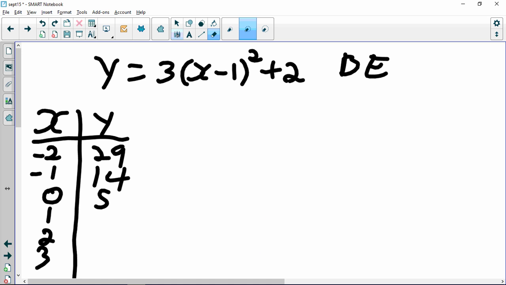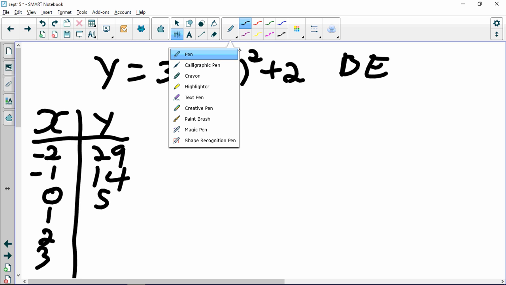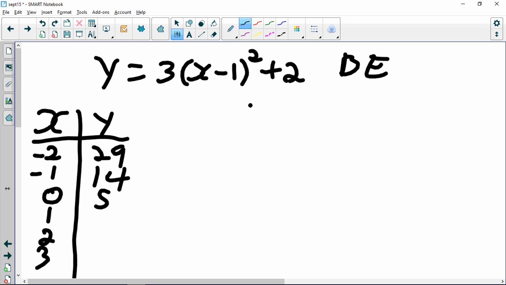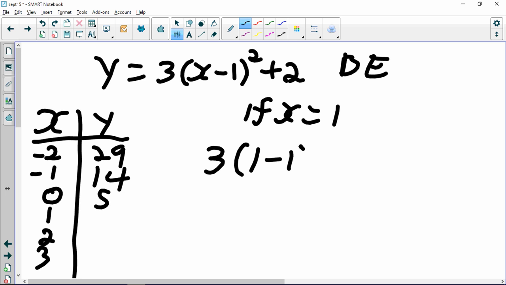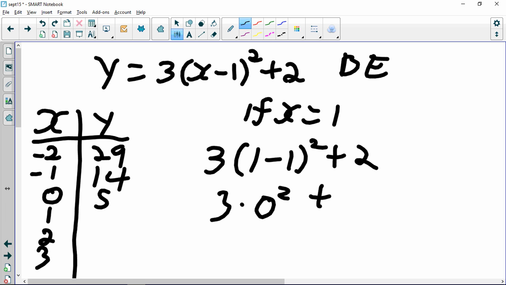Okay, now if x is equal to 1, we've got y is 3 times (1 minus 1) squared plus 2. So this one's interesting. 1 minus 1 is 0. So we have 0 squared times 3 plus 2. 0 squared is 0. 0 times 3 is 0. So all of that is a 0 plus 2. So that's just equal to 2.